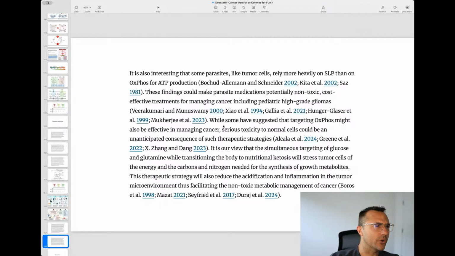Okay, I thought it said we were doing it. Okay, while some have suggested targeting OXPHOS. Okay, that makes more sense. Sorry, I got a little off just reading that. I was like, wait a minute, Seyfried is recommending this? I never see him say that.